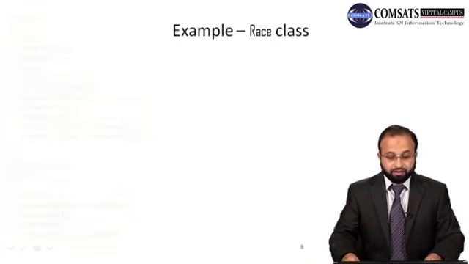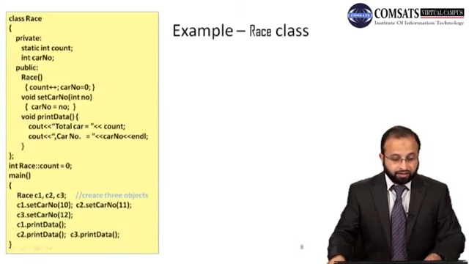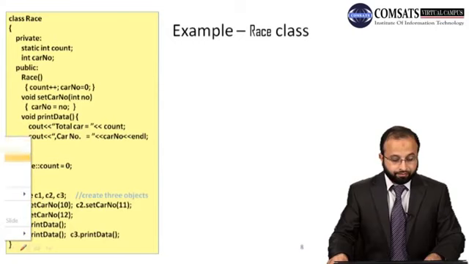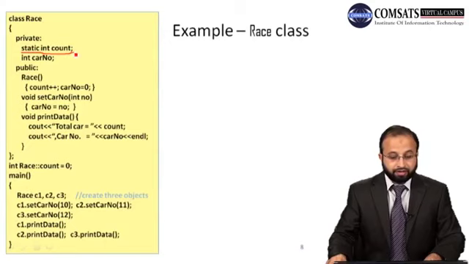Let's see the example. So this is a race class. We have a static data member whose type is integer and the name is count, and this is the normal data member, car count, car number. And then we have a constructor, a member function, and another member function.